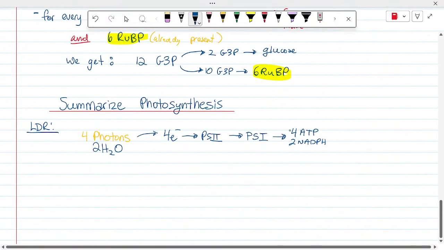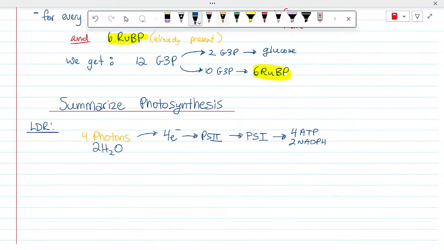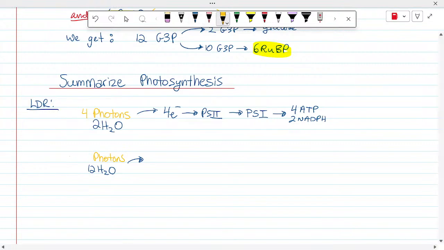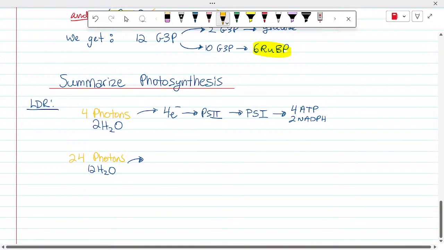So how many runs through this are we going to need to do then? 6, right? So the other thing we could say is that in this stage, for 6 runs, we require 12 waters. Not 6 photons, 6 times 4 is how many? 24, right? And we would get 24 electrons that travel through photosystem 2 into photosystem 1, and that's going to release 24 ATPs and 12 NADPHs.